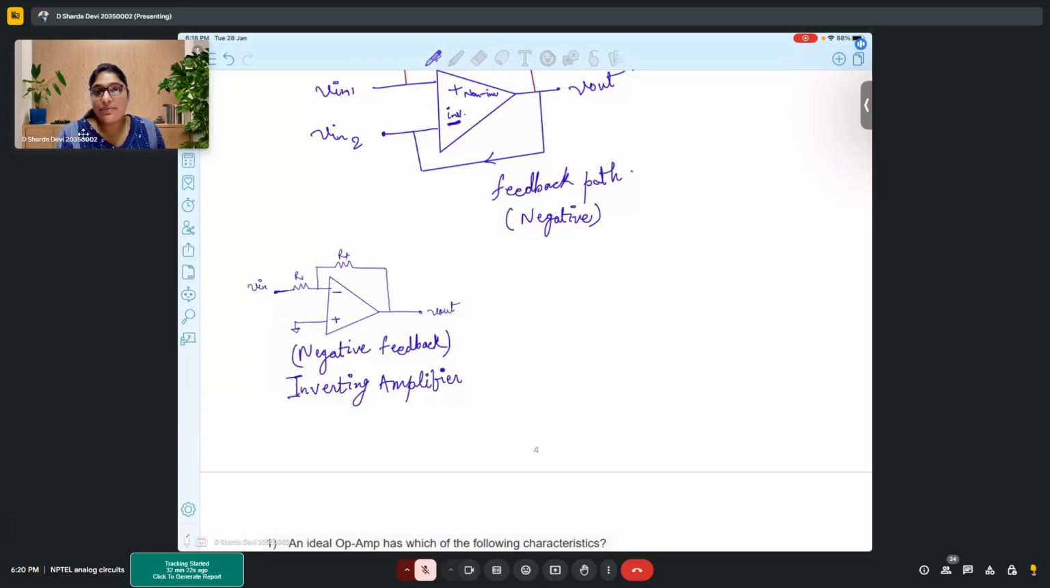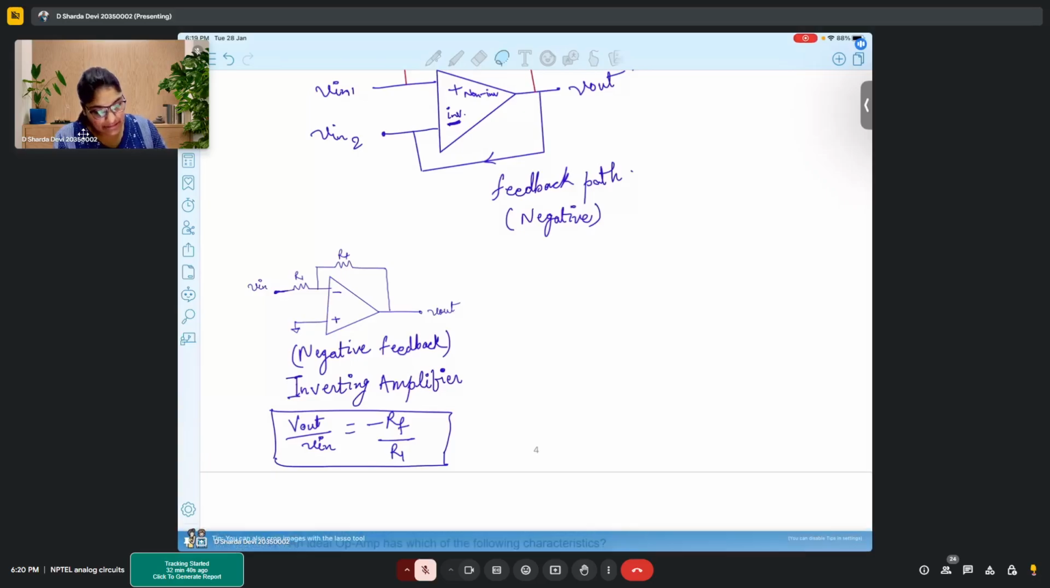Now, if I talk about what will be the gain of this amplifier, the gain, that is V out by V in, is minus RF upon R1. Okay. So this is the gain that you would obtain for this particular circuit.